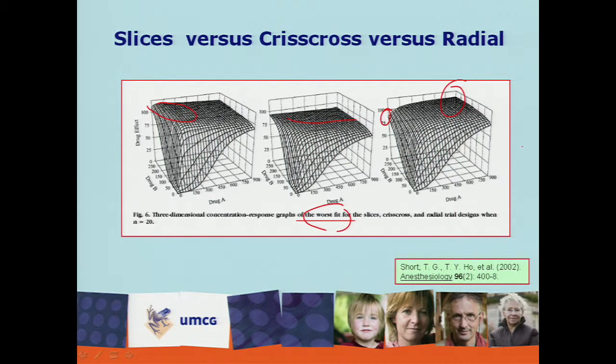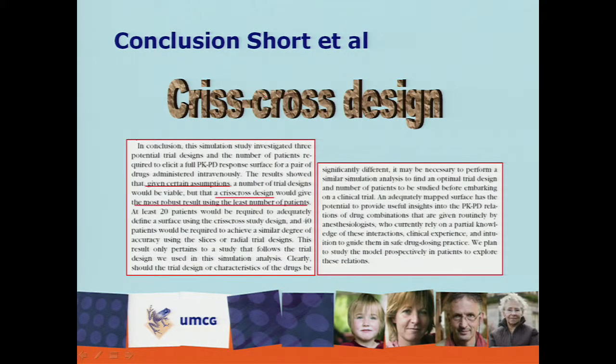So in Tim's paper, also mathematically, he could prove that this approach, being the crisscross approach, is the best approach. And that's what he wrote in his conclusions, given certain assumptions. He said the crisscross design gives the most robust result using the least number of patients or volunteers. So when you do this kind of drug interaction study, I think it's appropriate to use the crisscross design.